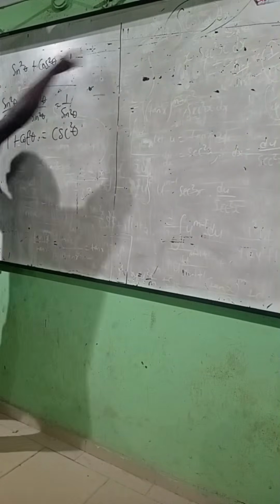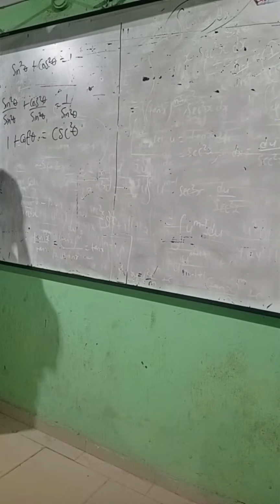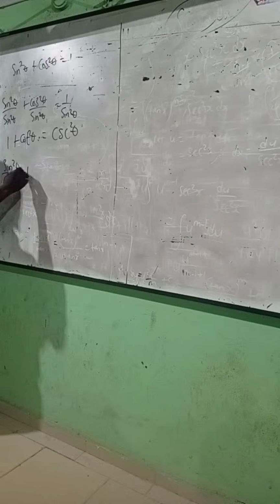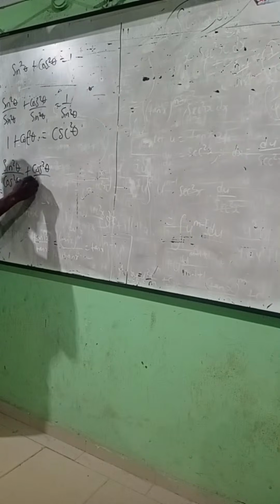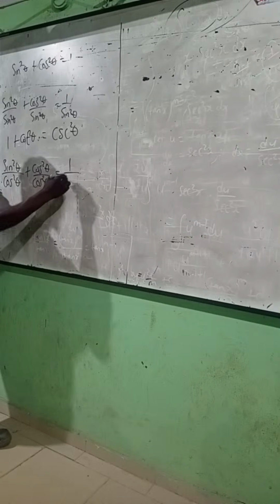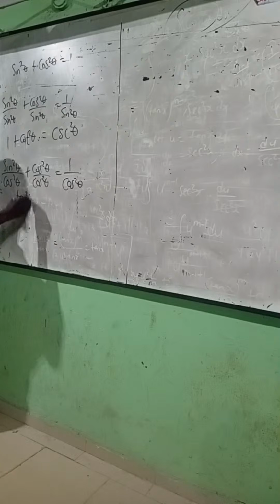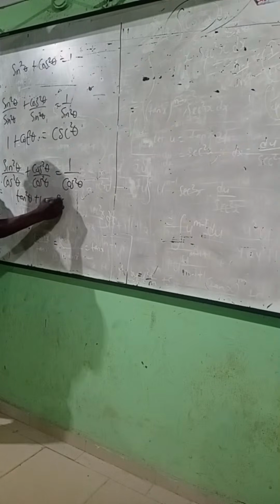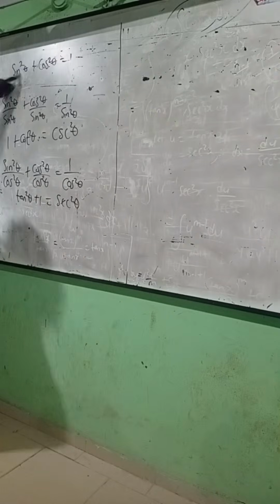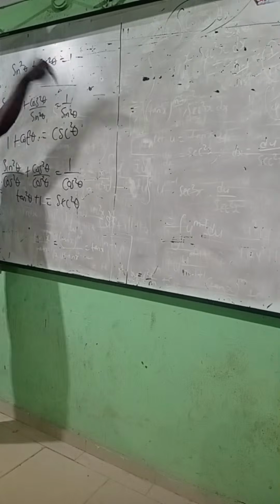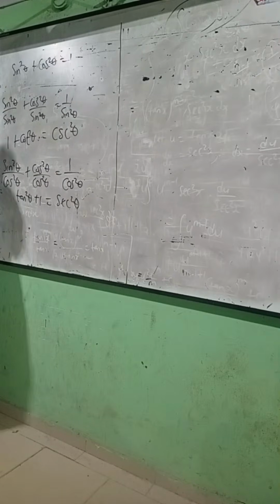Now let's divide all through by cos square theta. Sin square theta over cos square theta plus cos square theta over cos square theta equals 1 over cos square theta. This gives us tan square theta plus 1 equals sec square theta. So these three identities are very, very important. How do we derive them? Divide the first one by sin square theta all through, you get it. Divide that same thing by cos square theta all through, you get it. So these are very important.